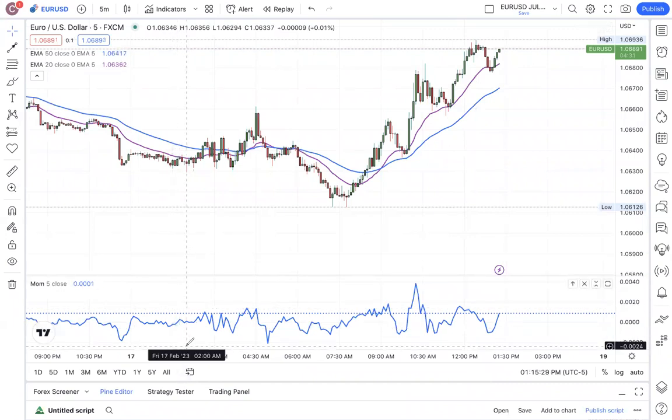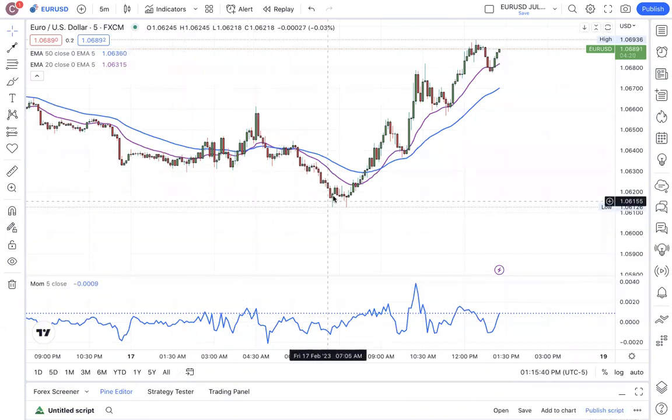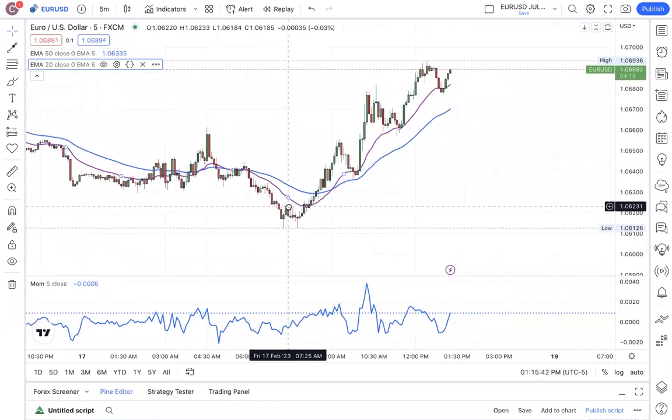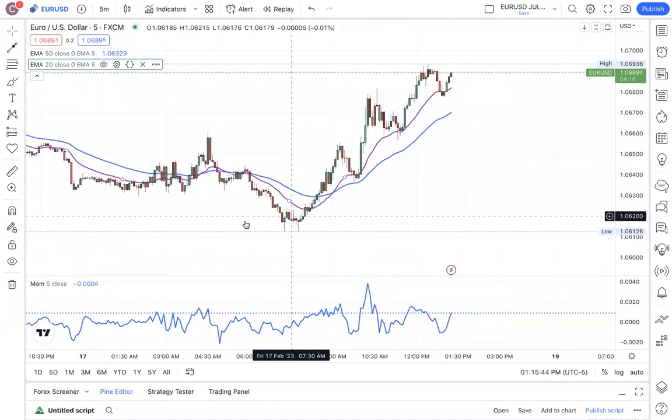Now, a lot of things that people typically have problems with are, okay, where do I get in? Where do I get out? And today we're going to be talking about a simple concept called equal highs and equal lows, which is going to be pretty simple to spot.